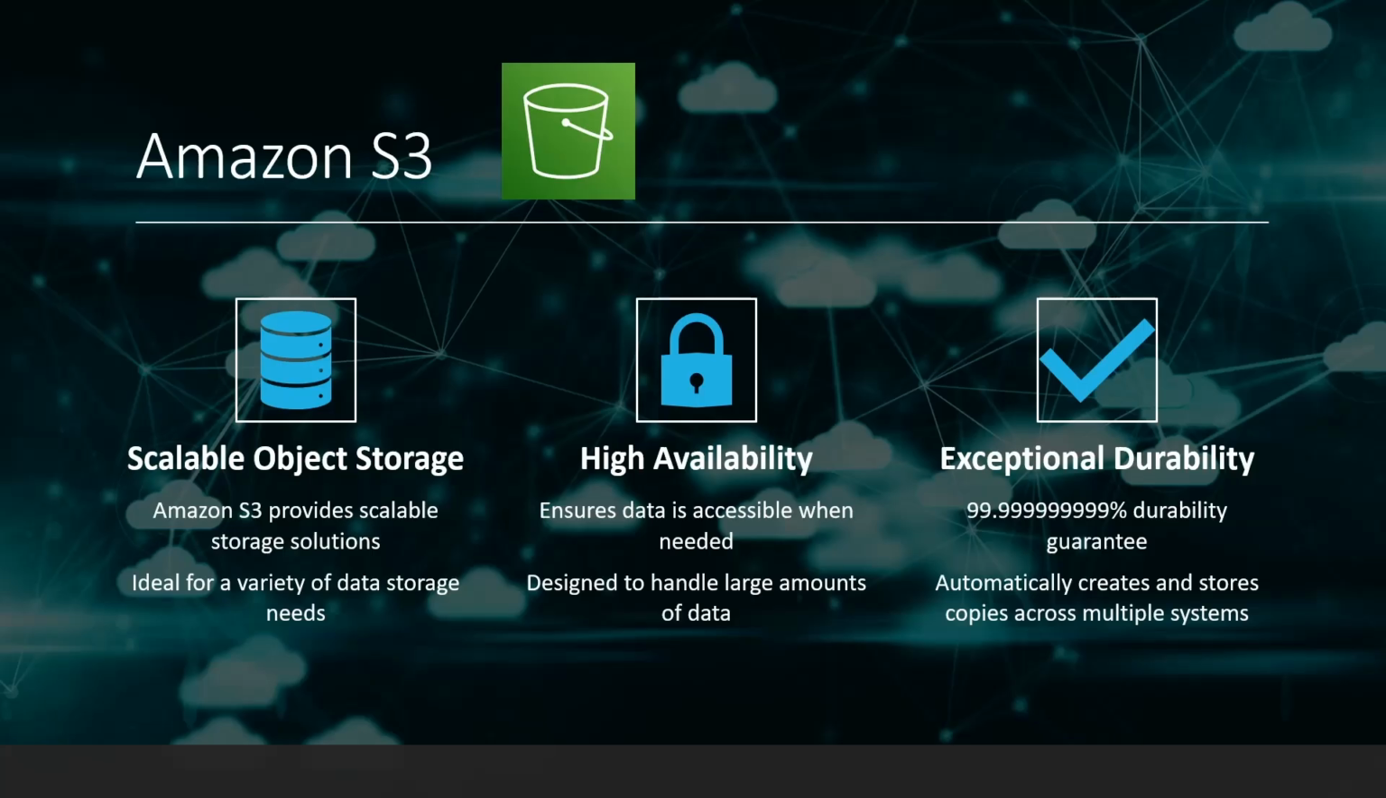And then, of course, talking about object storage, we have Amazon S3, which is a scalable object storage service that allows you to store and retrieve any amount of data from anywhere. It gives you high availability, ensuring that your data is accessible whenever and wherever you need it. It gives you exceptional durability, automatically replicating your data across multiple devices and facilities, and providing robust protection against data loss. It is designed to have 11 nines of durability because it will automatically create and store copies of all of your S3 objects across multiple systems.